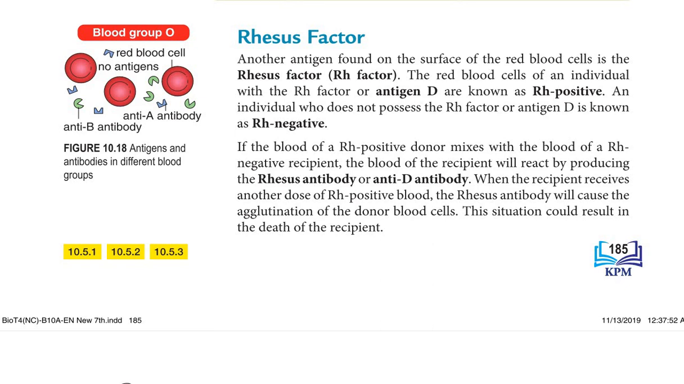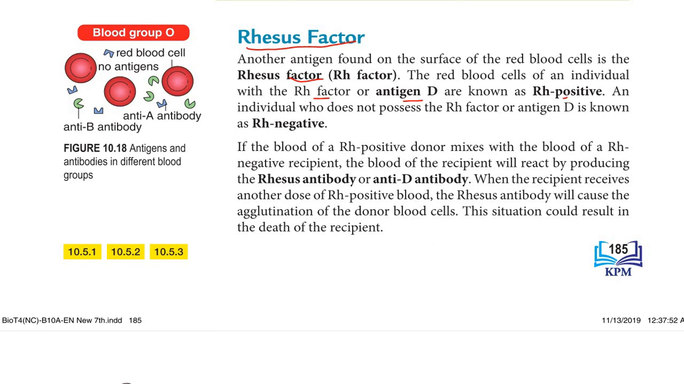Okay, next topic is rhesus factor. Another antigen found on the surface of the red blood cell is the rhesus factor or Rh factor. The red blood cells of an individual with the Rh factor or antigen D are known as Rh positive. An individual who does not possess the Rh factor or antigen D is known as Rh negative.